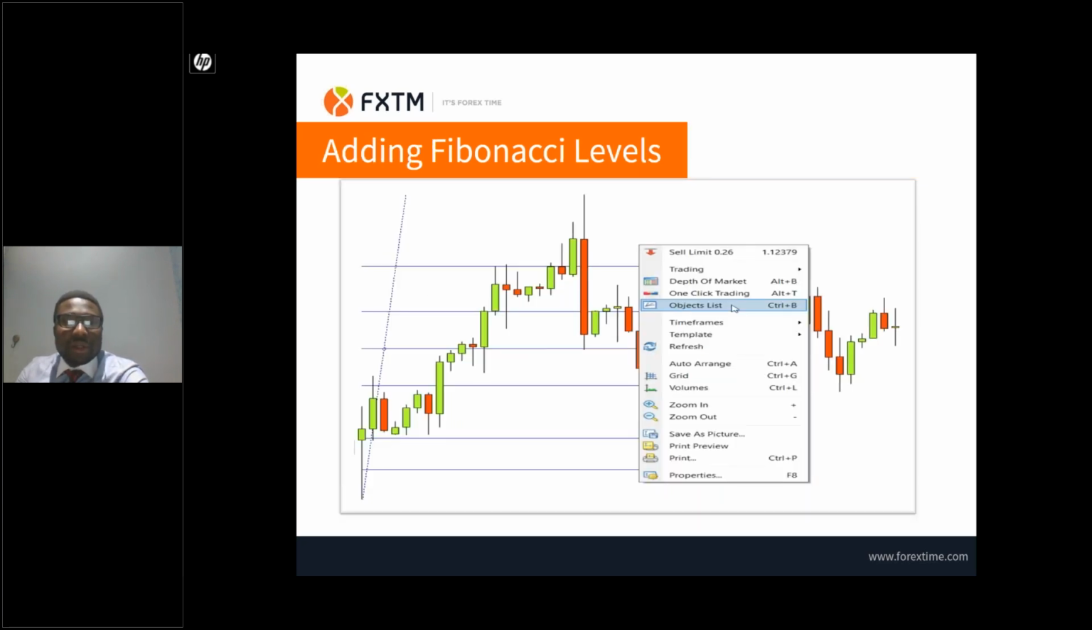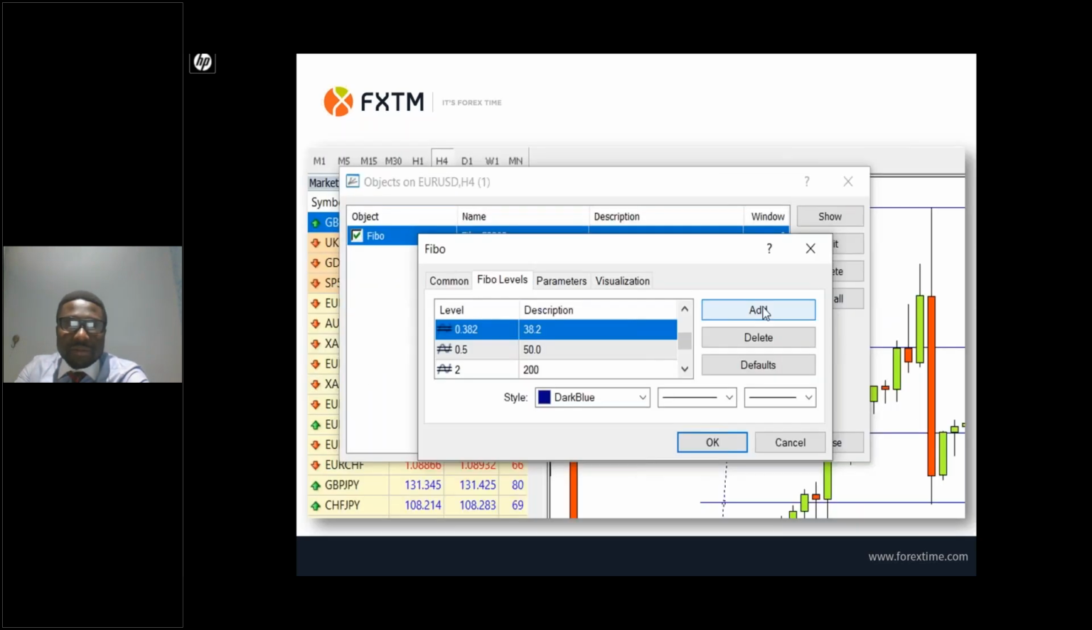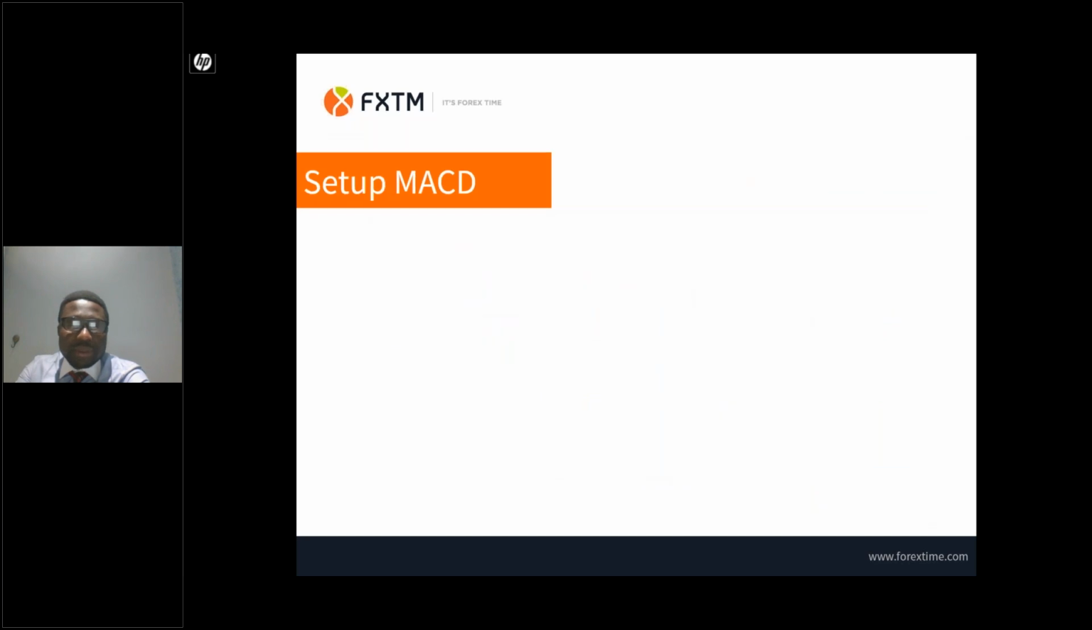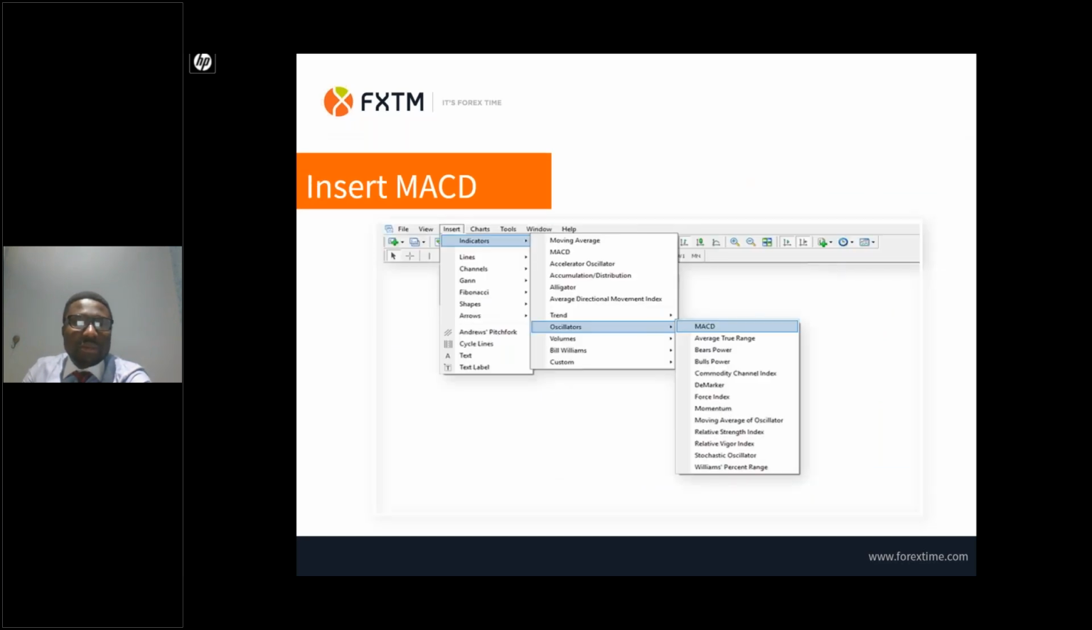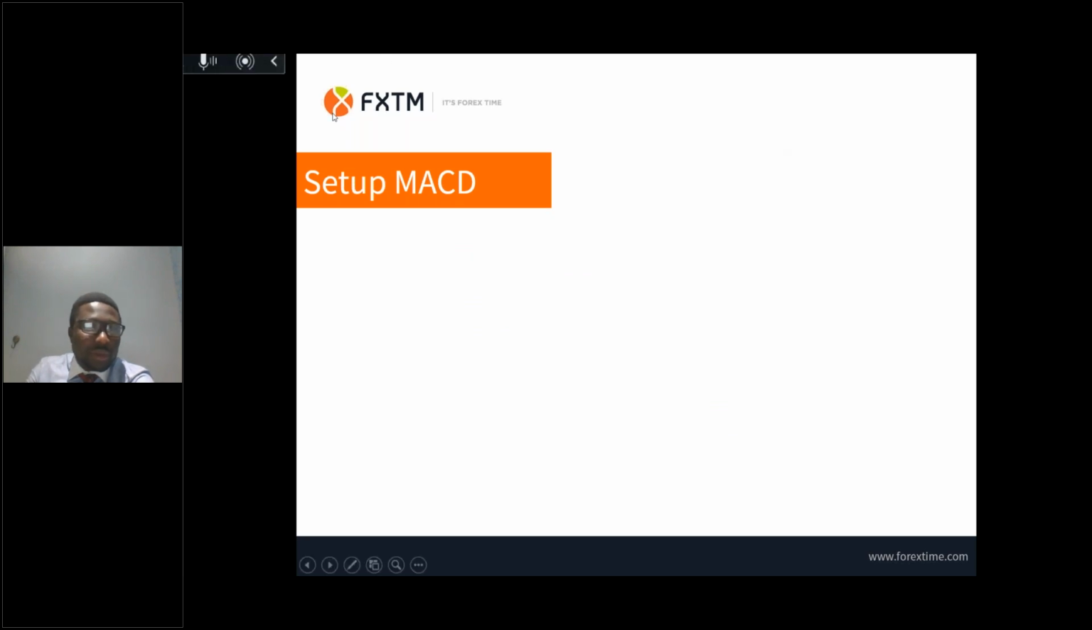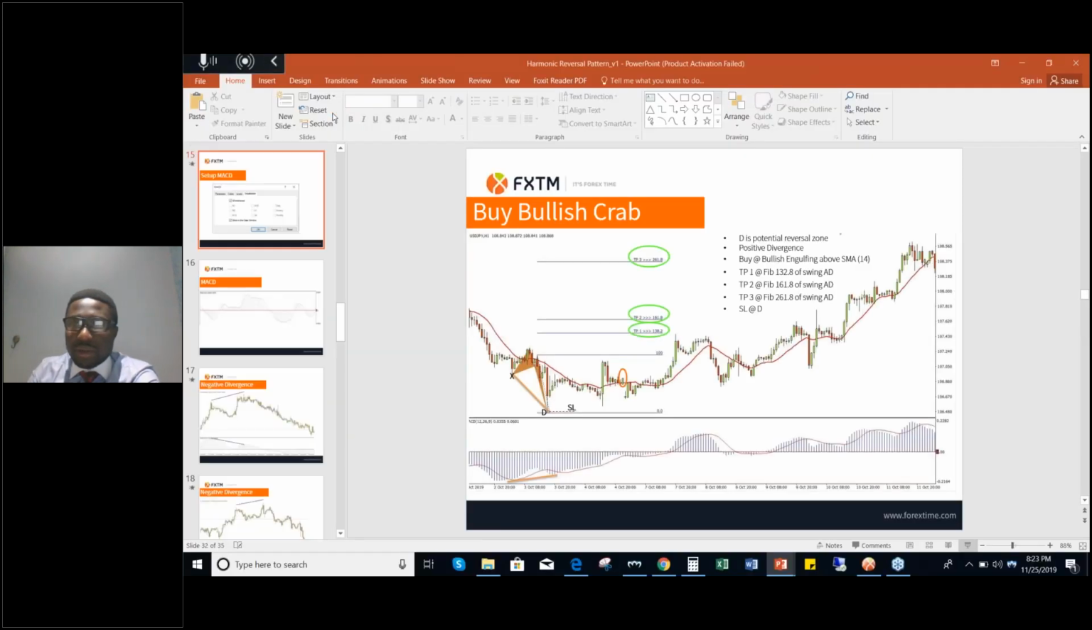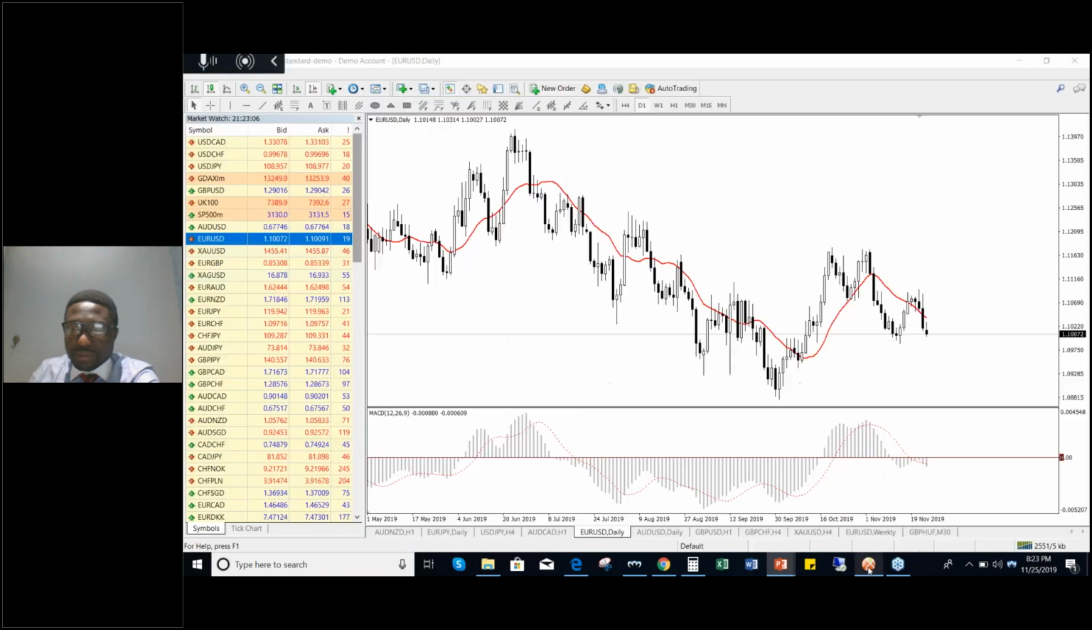Okay, so adding Fibonacci tools, adding Fibonacci levels on your chart, I'm going to give a very quick example by showing my chart. Let me see how I do that very quickly. All right, if you can see my chart, just type yes.